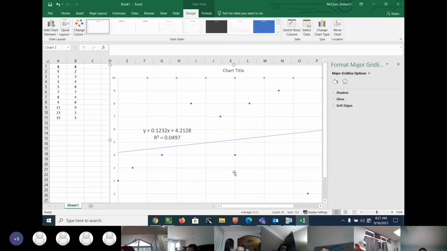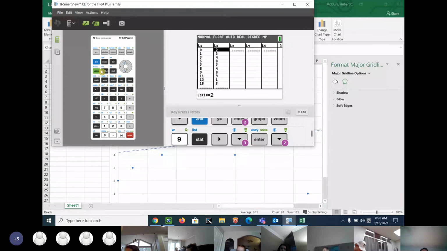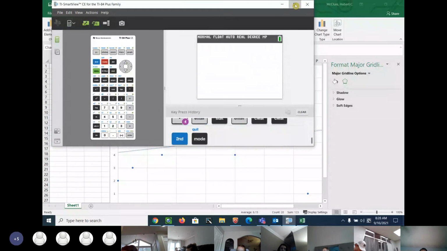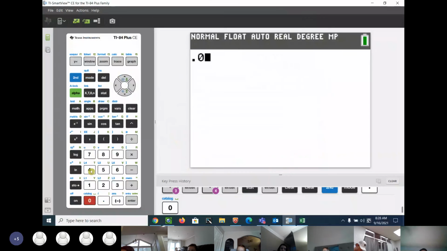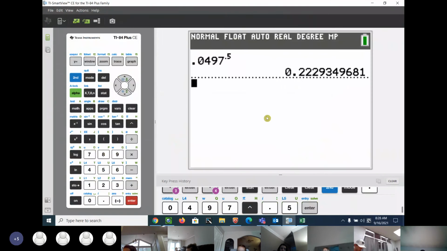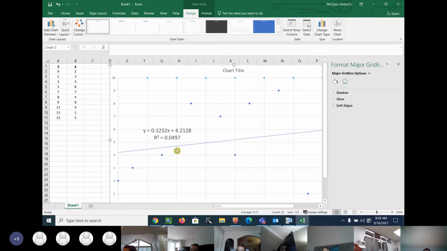So somebody take the square root of 0.0497. 0.0497 raised to the 0.5 power. 0.2229, just like we had on the other in your calculator. So there is the same thing that we got.